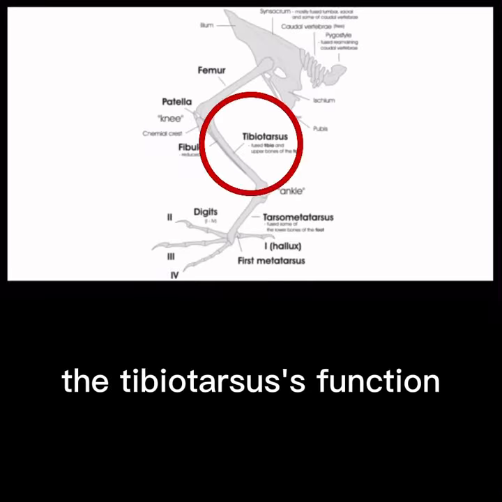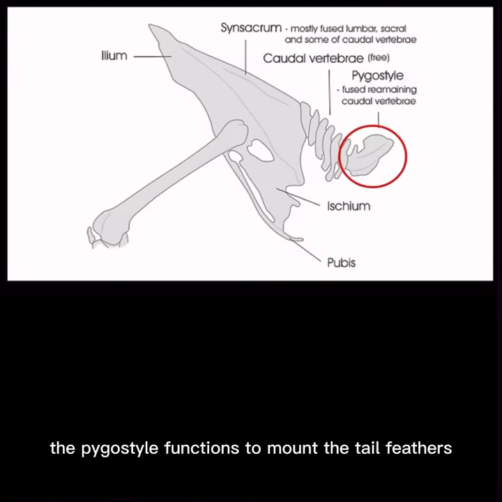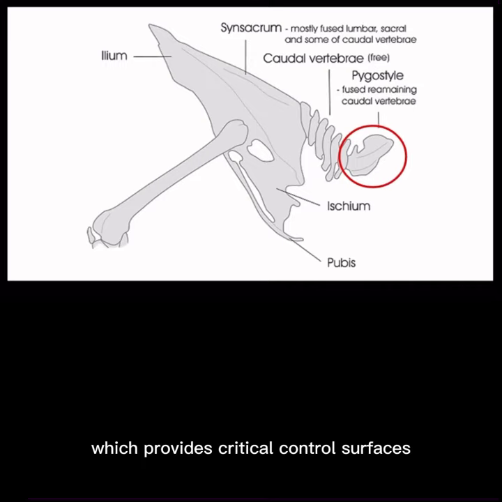The tibiotarsus's function is to extend the digits. Unlike the tibiotarsus, humans do not have their tibia and fibula fused. The pygostyle functions to mount the tail feathers, which provides critical control surfaces. Humans have a tailbone too, except it isn't called the pygostyle.